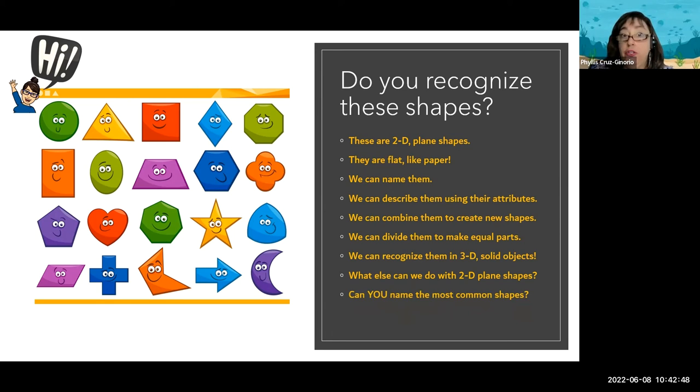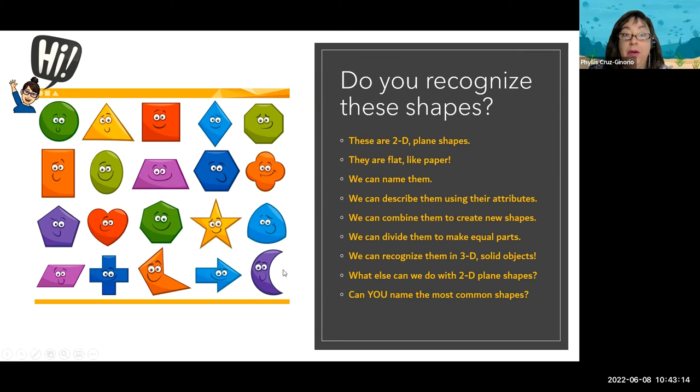Now look at that chart. Look at all those cute little plane shapes. I see about 20 shapes, right? And I can name most of them. Do you recognize some of them? Some of them look a little weird, a little different. And I don't know the names of every single one.